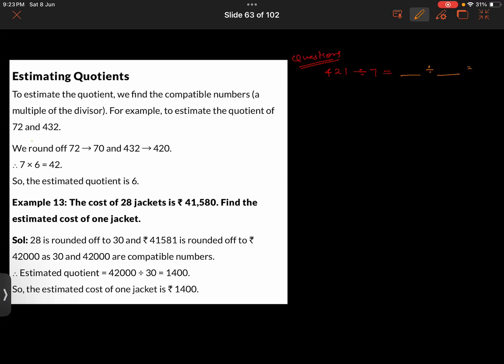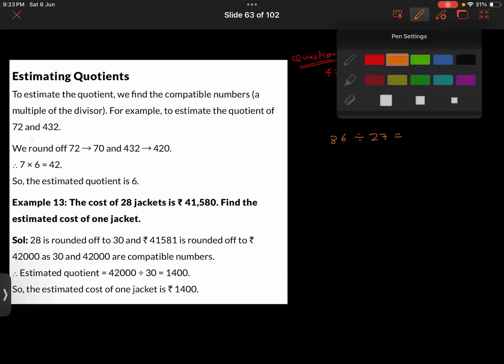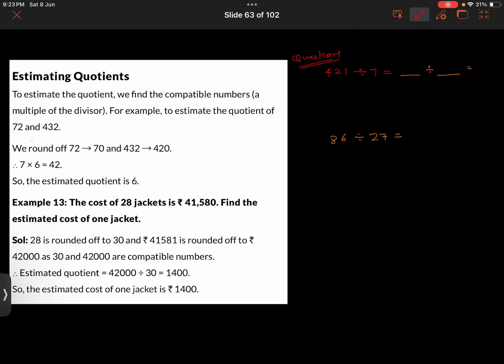Yes, anyone done? After dividing, I can understand. So we have to divide it. First of all, you have to find the estimated quotient. In order to do that, first of all you would be rounding off the numbers, right? So 421 will be rounded off, 7 will also be rounded off. So round off these numbers in order to find the quotient.